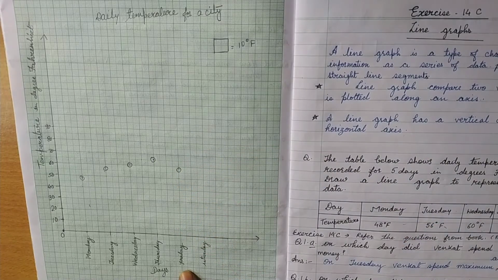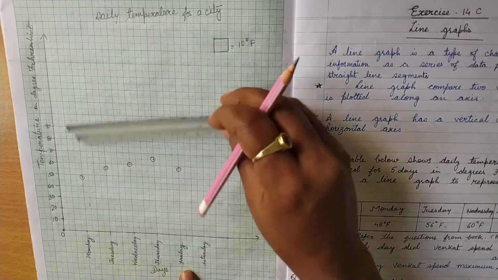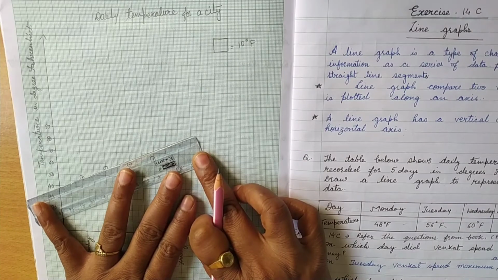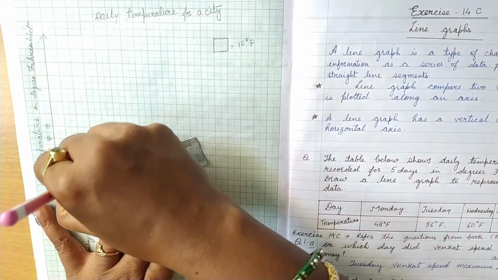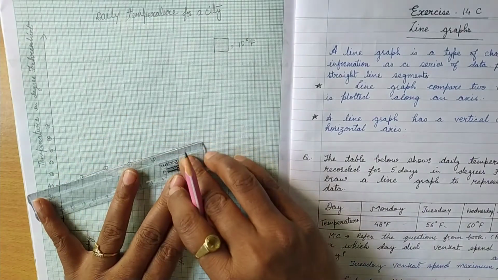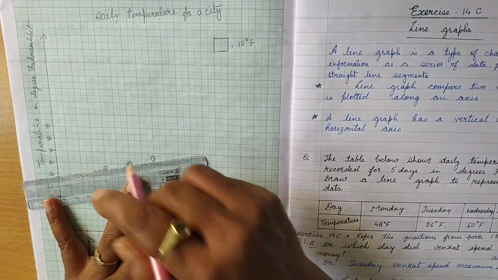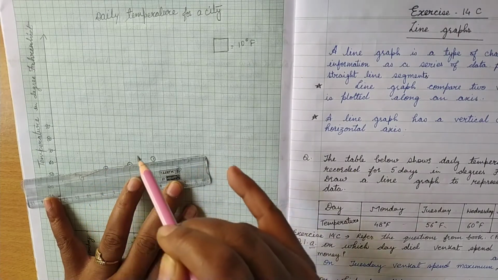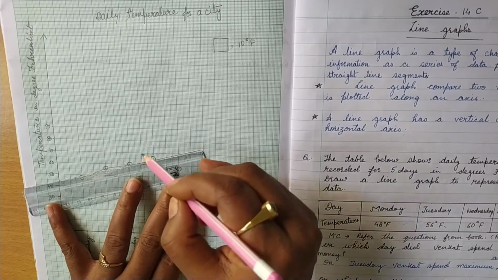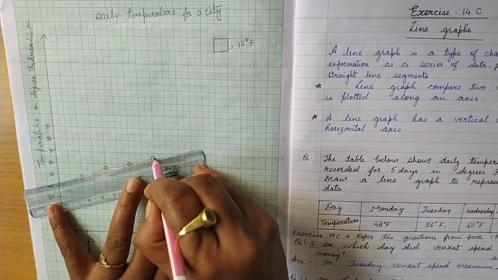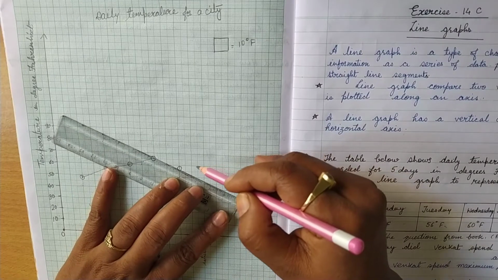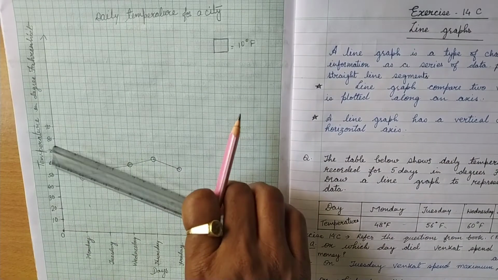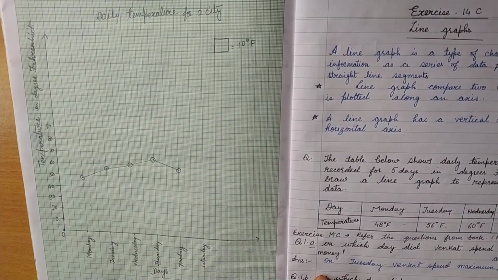This is 58. Now what we have to do, all the dots will be joined by a straight line. Okay? Please don't do it freehand. Always use this scale to join the line. Dots are going to be joined together. So this is all about your line graph.